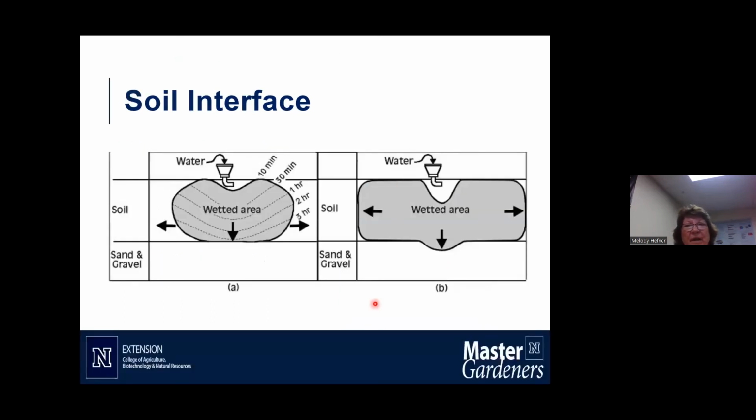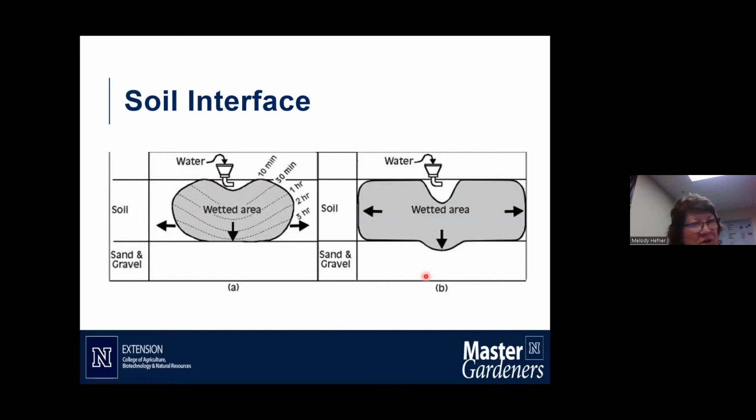So I just want you to be aware of this. This is how water is going to behave if you have an interface or you create an interface. But you can use this knowledge to your advantage. And here's another experiment that they've done. And here's the soil, and below it is sand and gravel. And it actually will completely wet that soil layer before it moves into the sand and gravel.